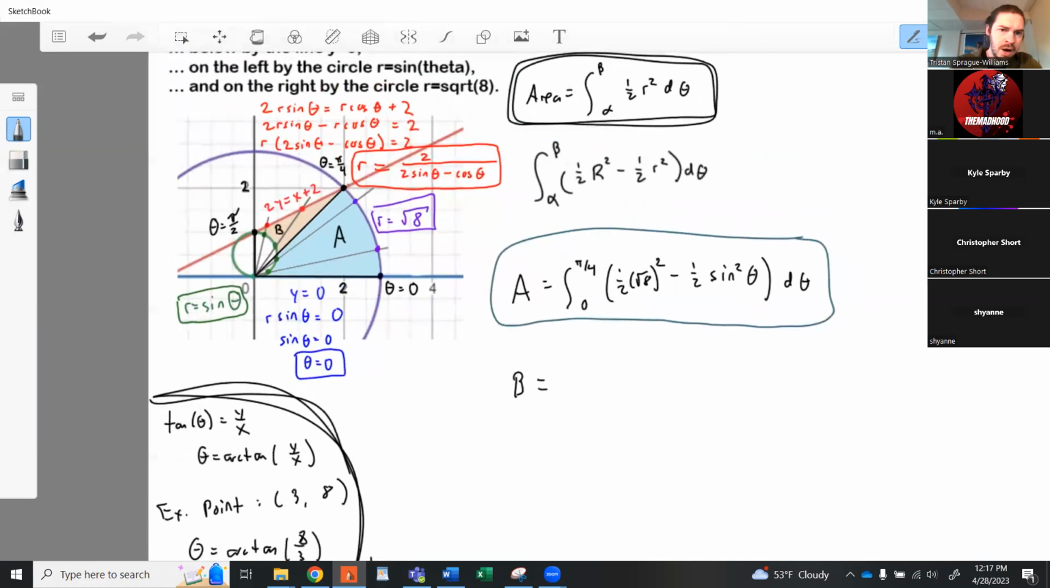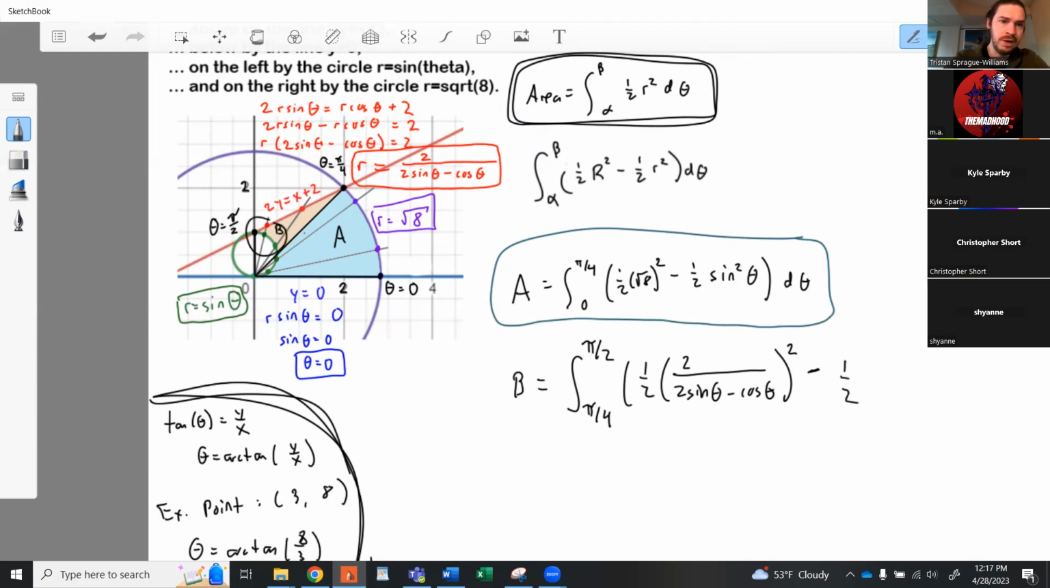Okay, so now for the B region, our angles are going to range from pi over 4 to pi over 2. So integral from pi over 4 on the bottom up to pi over 2 on the top. And then we're going to do our 1/2 times the outer radius squared. So our outer radius is given by the red function. So we'll do 2 over 2 sine theta minus cosine theta, and that whole thing is squared. And then minus 1/2 times the inner radius squared, which would be this green thing again. So again, it's going to be r equals sine theta. So 1/2 sine squared theta, d theta. Now, that is our orange region there.